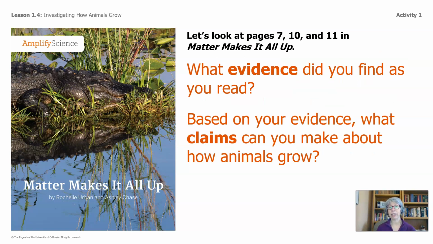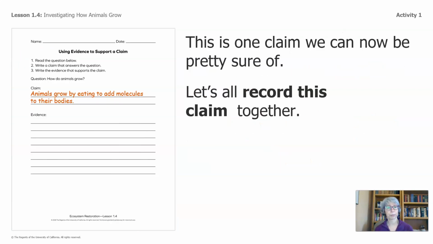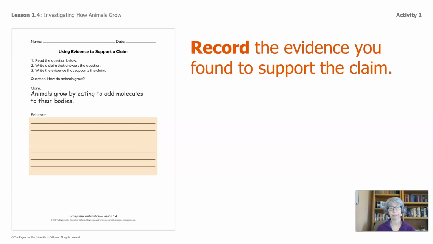Let's take a look at pages 7, 10, and 11. What evidence did you find as you read? Based on your evidence, what claims can you make about how animals grow? Let's start here. A claim. We can all agree on this one. Animals grow by eating to add molecules to their bodies.